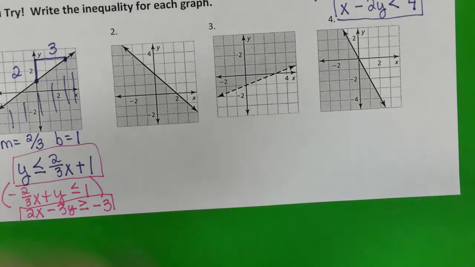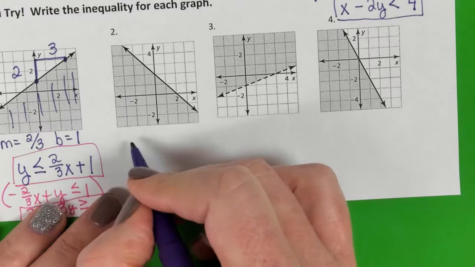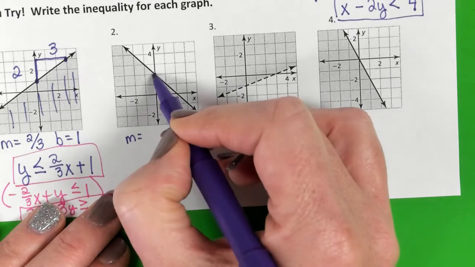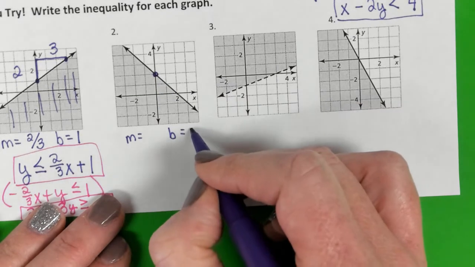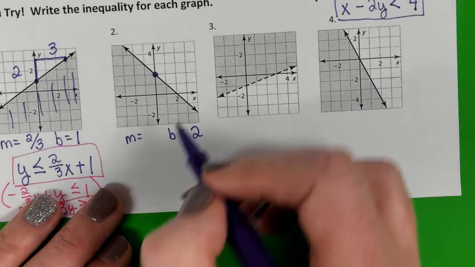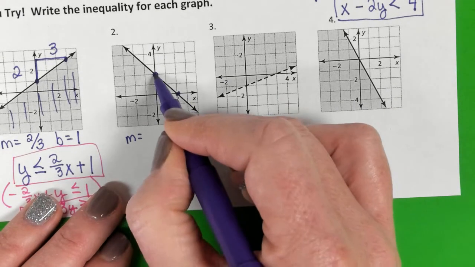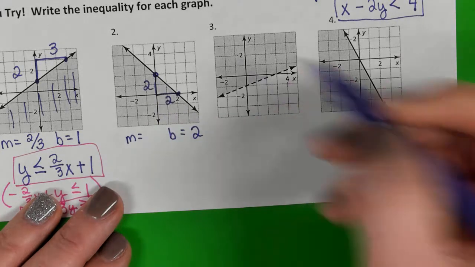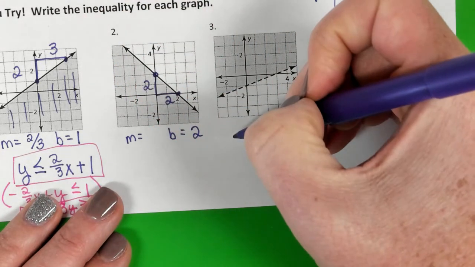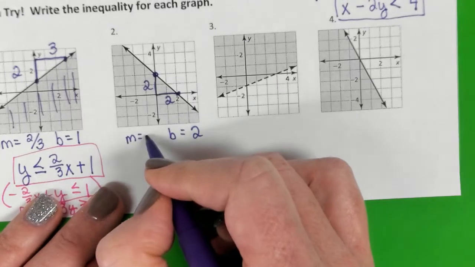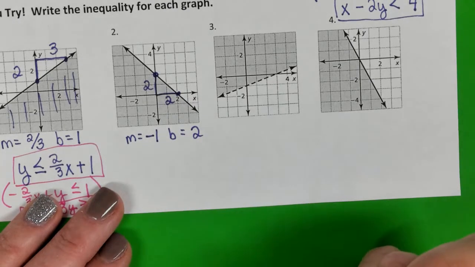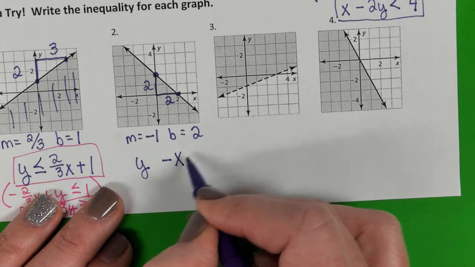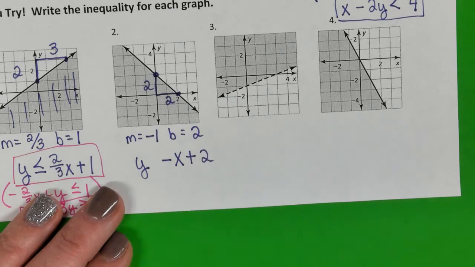Okay, let's look at the next one. We need to know the slope. We need to know the y-intercept. I'm going to start with the y-intercept, 2. Remember, find 2 exact points. And notice that now our slope is negative. So 2 over 2 is 1. The slope is -1. So y equals -1x, or -x plus 2.